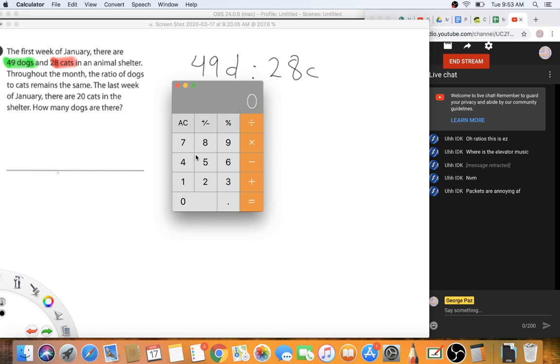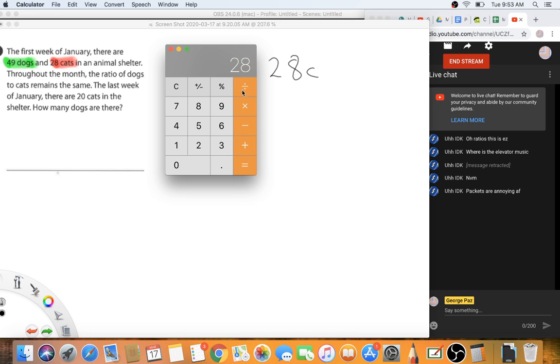I actually don't know, so let's find out. 49 divided by half, which is 14. Let's see. Oh, decimal. It doesn't work either. Can we divide it by 28? Let's see. 49 divided by 28. Nope, decimal. Darn it. Well, let's see. How do we divide? Maybe we can divide by 7. Because last time we did 28 divided by 4, and we got 7. And I said, you know, you can't do it by 7. What if we divide by 7?